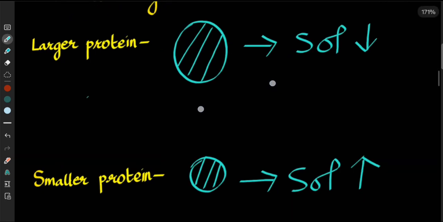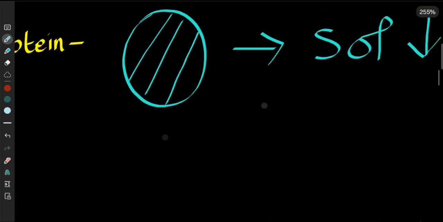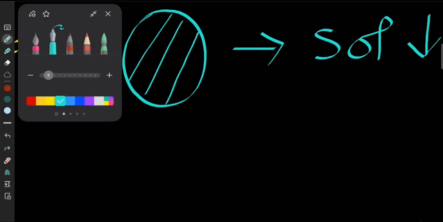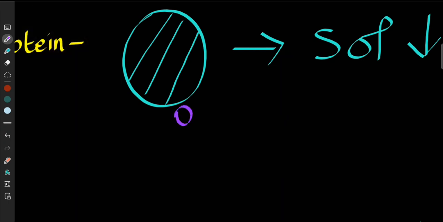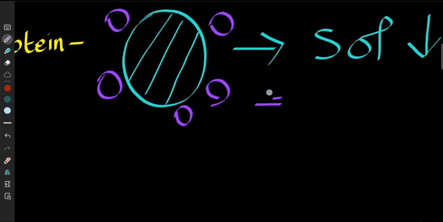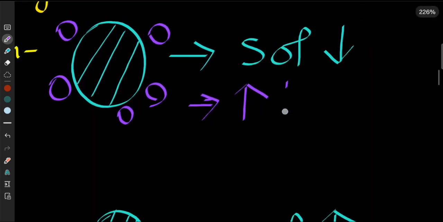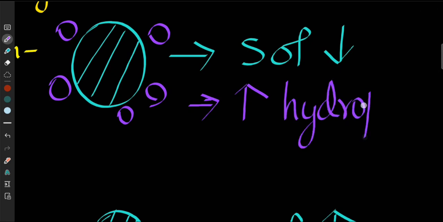That means I can say, let me take another color, I'll just take purple. Sometimes what happens is the larger the surface area, the more hydrophobic amino acids are present on the surface area.